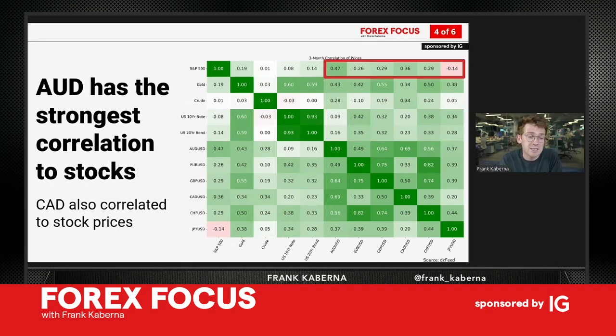Last piece on stocks. In the S&P 500, correlations to these Forex pairs here, actually the only negative correlation on the board here, yen negatively correlated to the stock market. If stocks go down, yen historically goes up a little bit, and vice versa. Australian dollar pretty strongly correlated to the S&P 500 at positive 0.47. CAD, the other commodity currency, also positively correlated to stocks. Makes sense. You know, crude oil and stocks have a historically high correlation there. So the commodity currencies also positive correlation to the stock market.